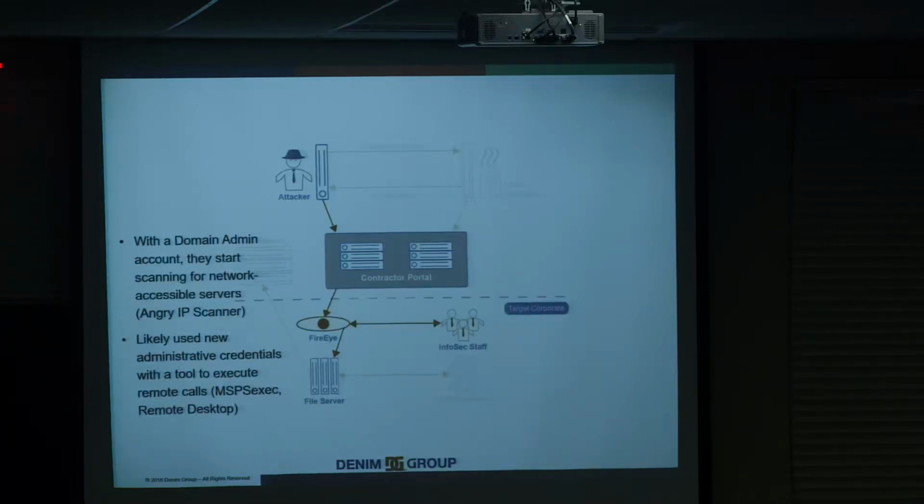So with the domain admin account, they started scanning for anything network accessible from this contractor portal. They found other services, they found other vulnerabilities, and they set up a little file server on the inside. Now you see in the middle here, there's a little thing called a FireEye. That was actually a proxy network designed to detect malicious activity, and it totally worked. It actually caught this activity.